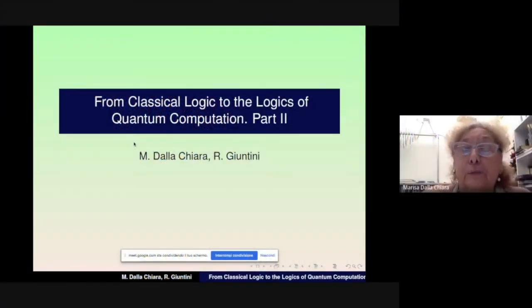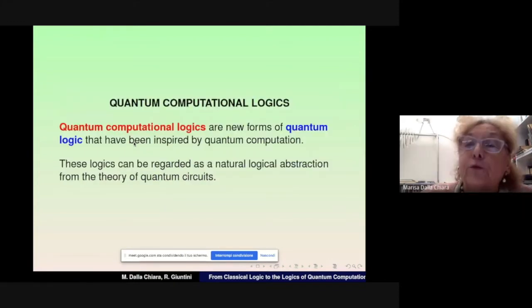So, as you know, this is the second part of a joint lecture with Roberto Giuntini, mainly devoted to quantum computational logics. What are quantum computational logics? It's already mentioned by Roberto. Quantum computational logics are new forms of quantum logic that have been inspired by quantum computation. So these logics can be regarded as a natural logical abstraction from the theory of quantum circuits.